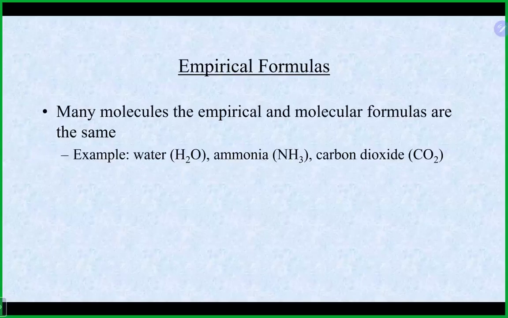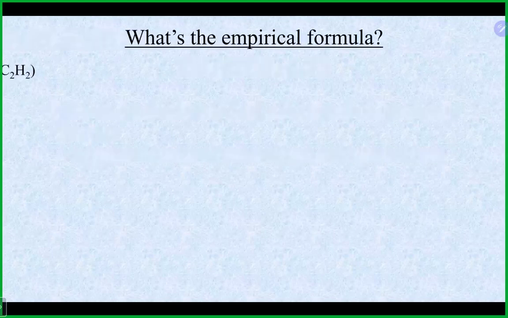As I mentioned a second ago, for a lot of molecules, the empirical formula and the molecular formula will be the same. Again, like we just talked about with water, there's no way to reduce that down any further and still get a whole number. Same thing with ammonia or carbon dioxide. Again, no way to go any further down, reducing, and still end up with a whole number.